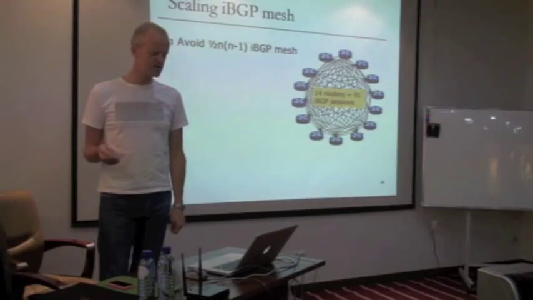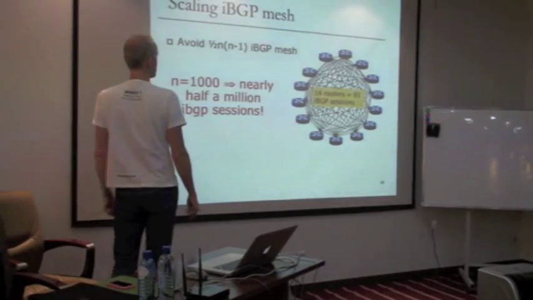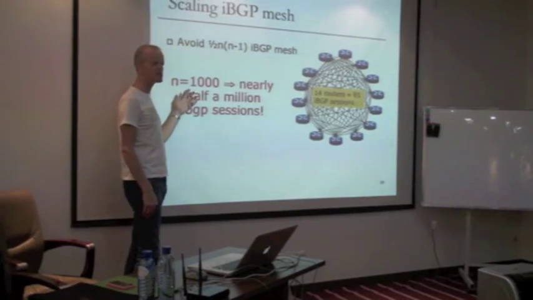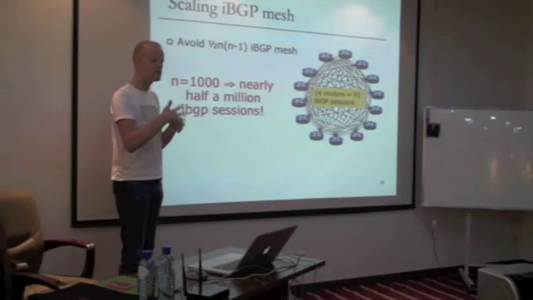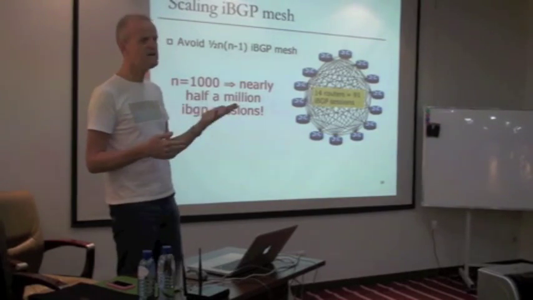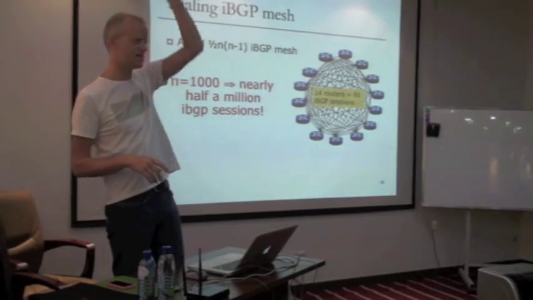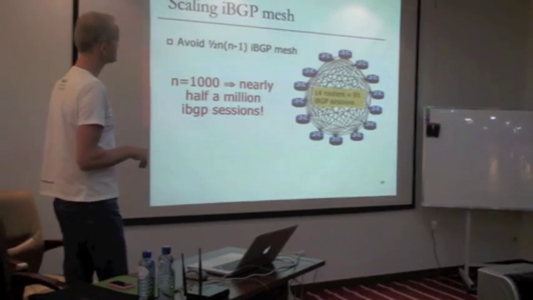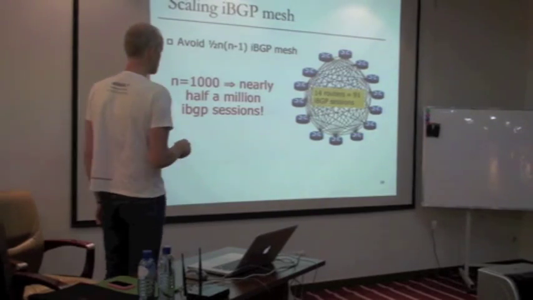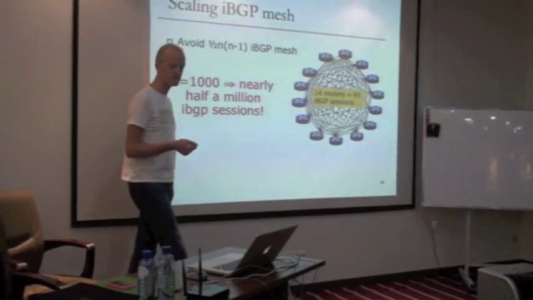By the time you get to 1,000 routers, you're looking at nearly 500,000 IBGP sessions. So this obviously does not scale. And n squared growth isn't scalable. If it goes up by n, then it does scale, but n squared does not. It goes up like that. So we need to find something else. We can't run a full mesh BGP for a large network.